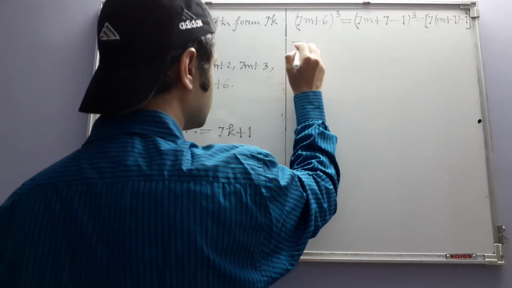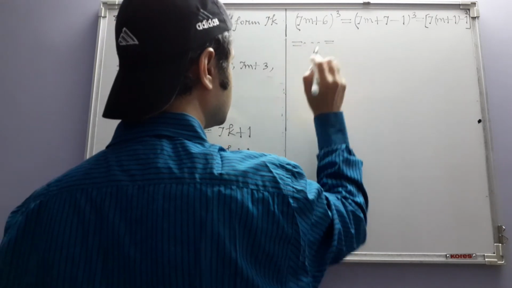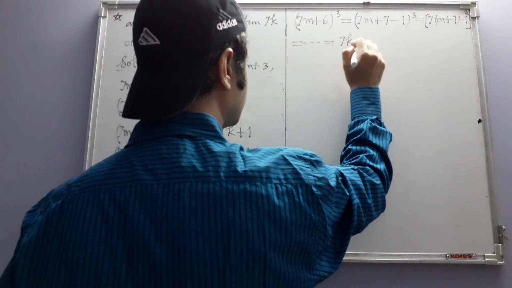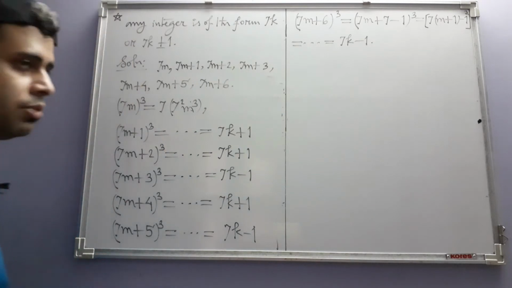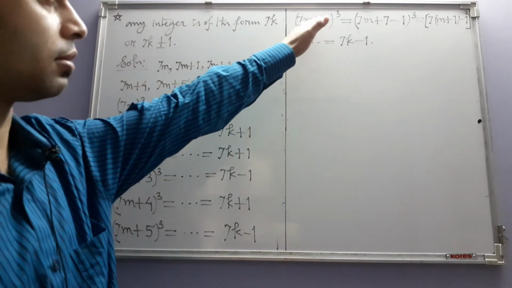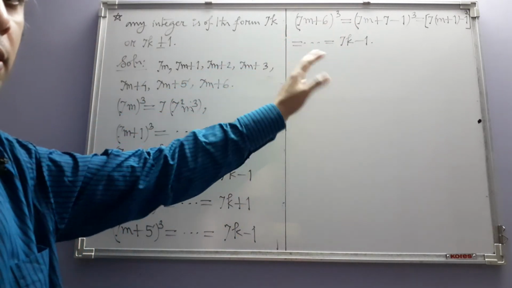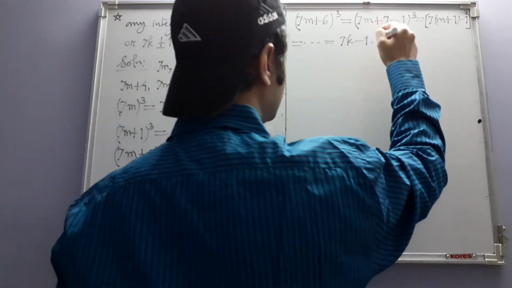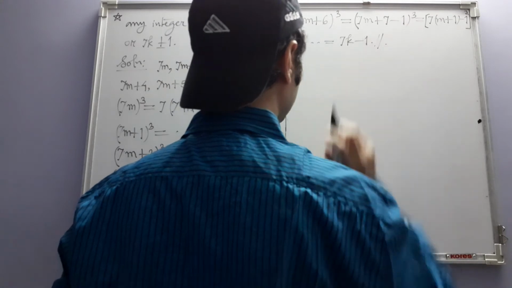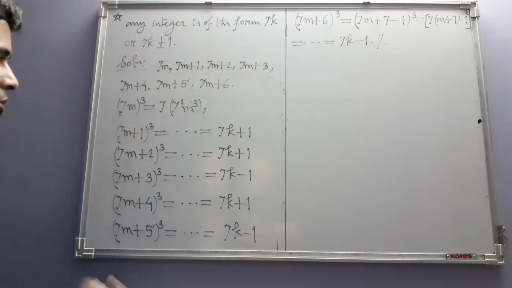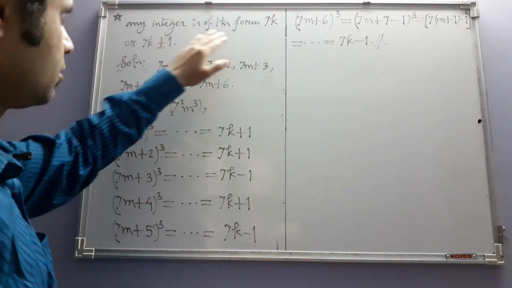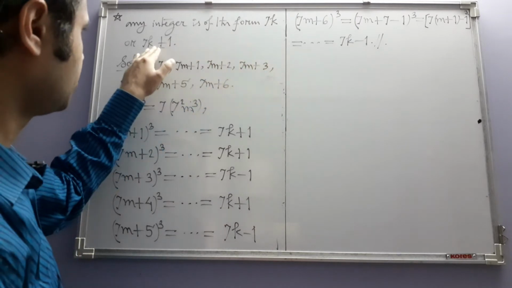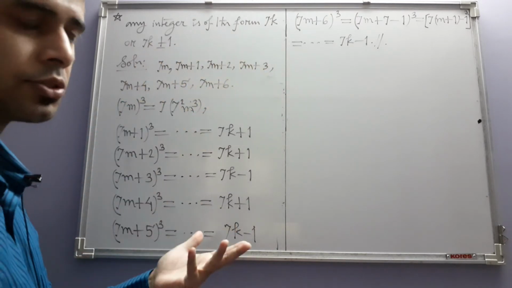So that means this will be of the form 7k minus 1. So we did not have to deal with 6 cube and then figuring out whether minus 1 or plus 1 comes. So we have shown that cubes of all possible integers are of the form either 7k or 7k plus 1 or 7k minus 1.